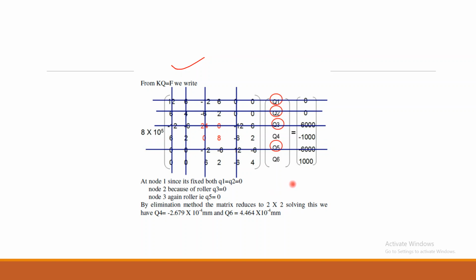So if I solve this 2 cross 2 matrix, I am going to get Q4 as minus 2.679 into 10 raised to minus 4 and Q6 as 4.464 into 10 raised to minus 4. Note that the unit is not meter. Why? Because it is an angular displacement, so it should be radians. Okay, so hope this correction is also something we have to do.